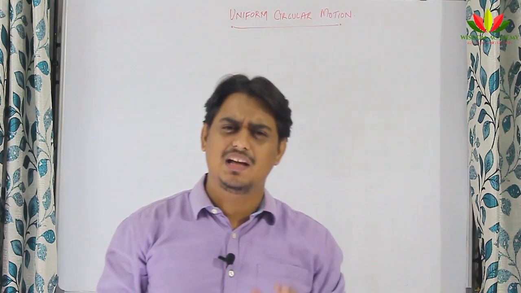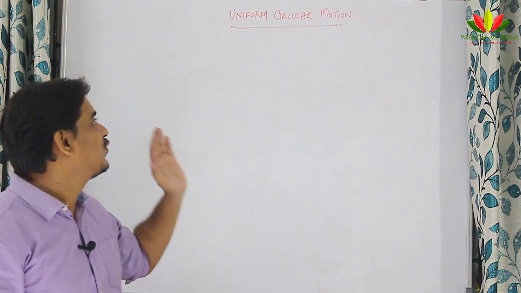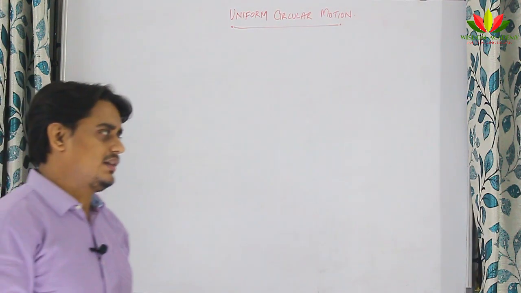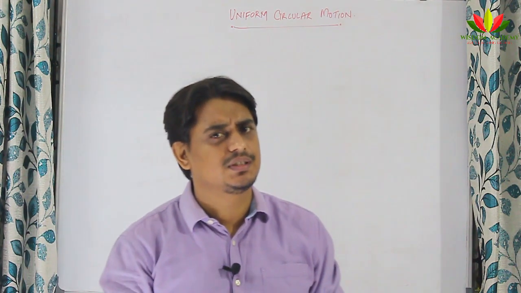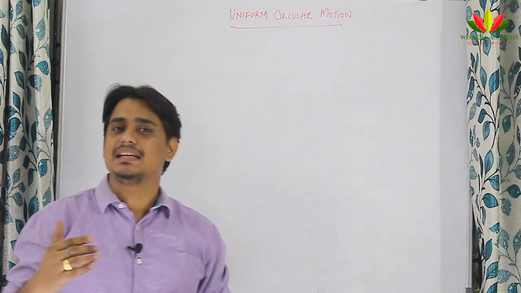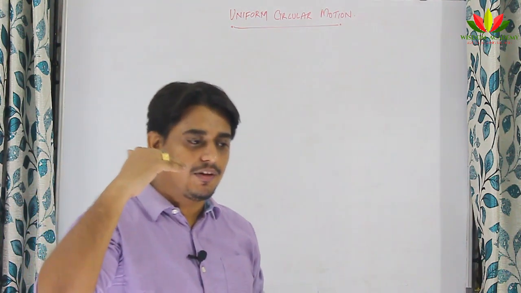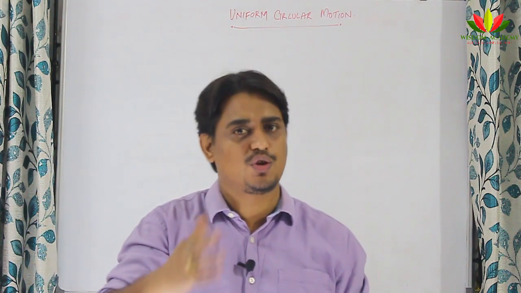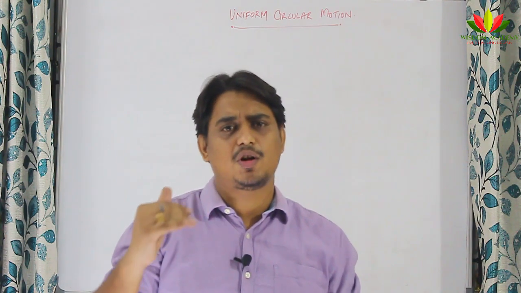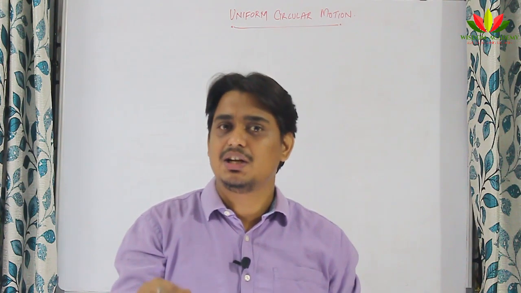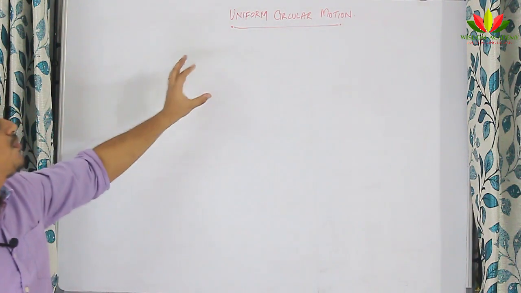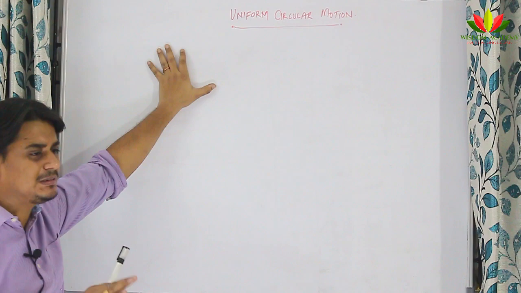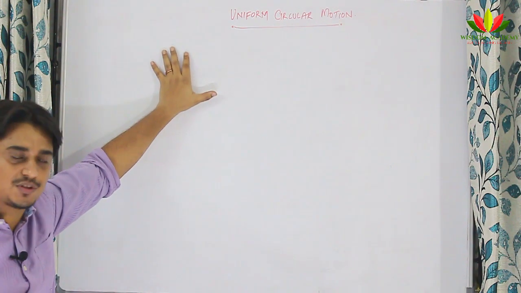Now, let us talk about the last concept of this chapter, that is uniform circular motion. Right. So, we have uniform motion. What is uniform motion? When the velocity of an object is not changing, it is called uniform motion. But when the velocity of the object is changing, it is called non-uniform motion. Now, let us see what is uniform circular motion. It is a little bit confusing, but I will try to make it as easy as possible.